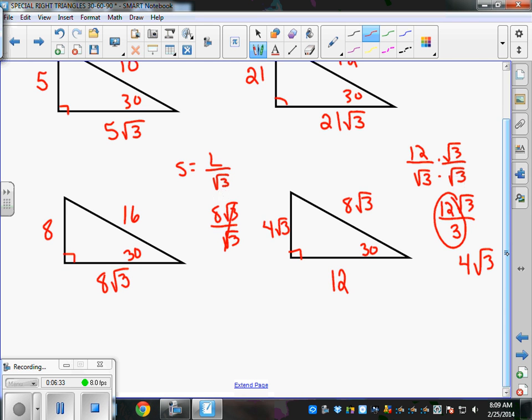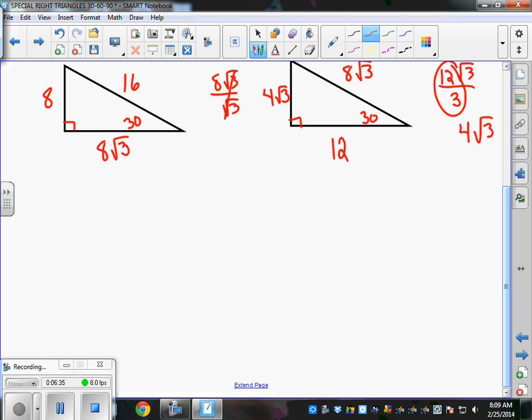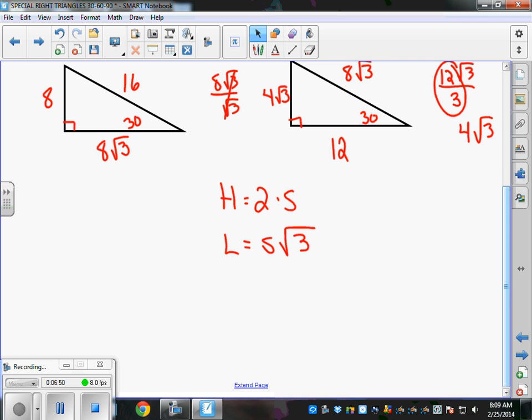Now I really just remember 2 formulas, and then I manipulate them if I need to find something else. So to get the hypotenuse, you do 2 times the short side. To get the long leg, or the long side, you take the short side times the square root of 3. And that's really the only 2 formulas on 30, 60, 90s that you have to memorize, because you can always switch those around to find what other variable that you might need.